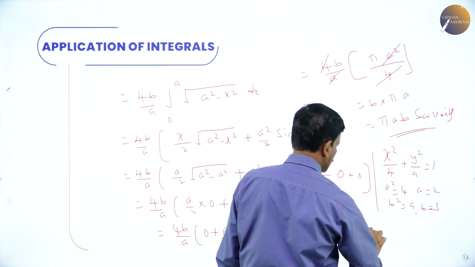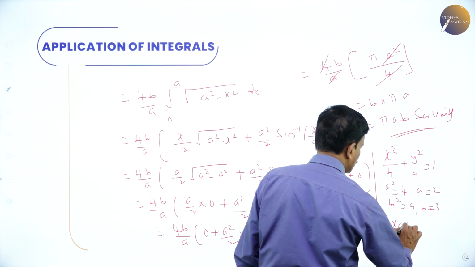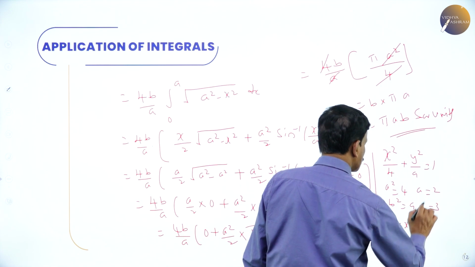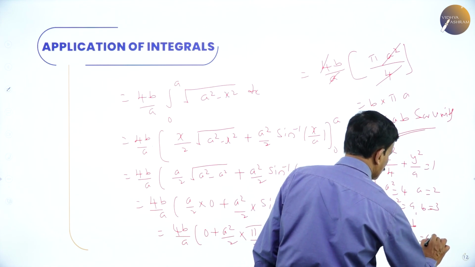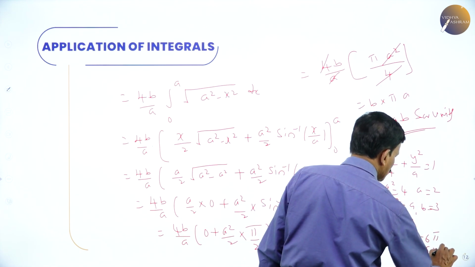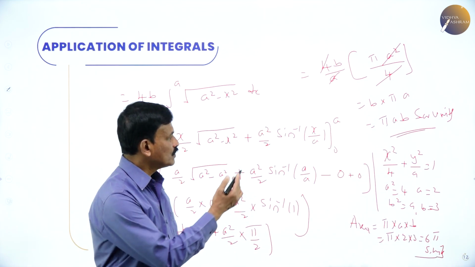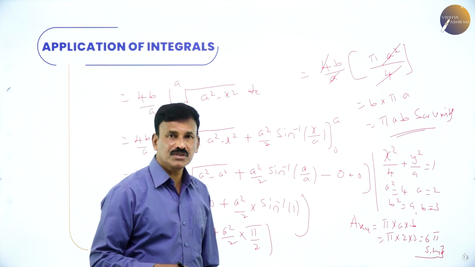Therefore the required area is equal to pi into a into b. That is pi into a is 2, b is equal to 3, that's equal to 6 pi square units, which is the required area. That's it. This is how we are going to find it. Okay, now let us move on to the next problem.